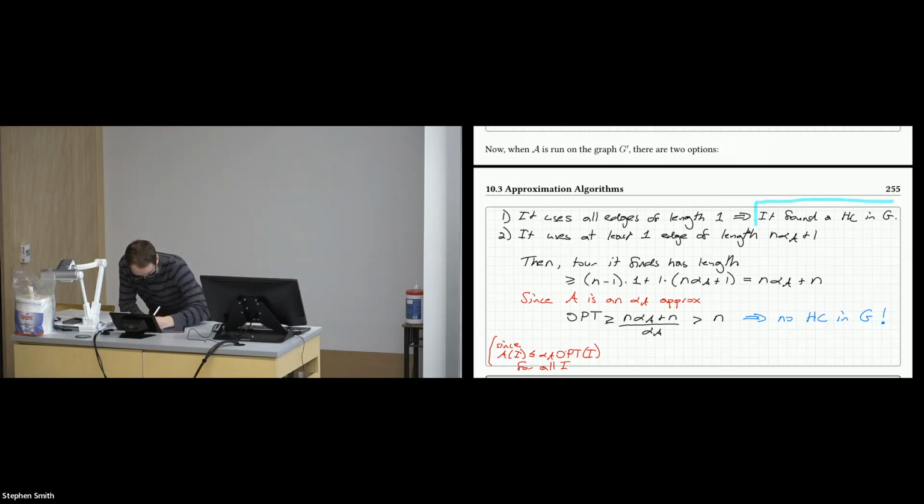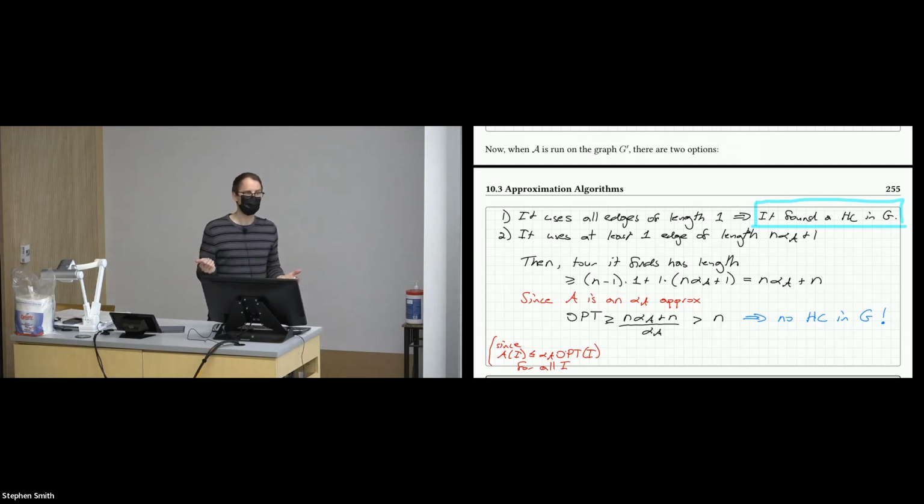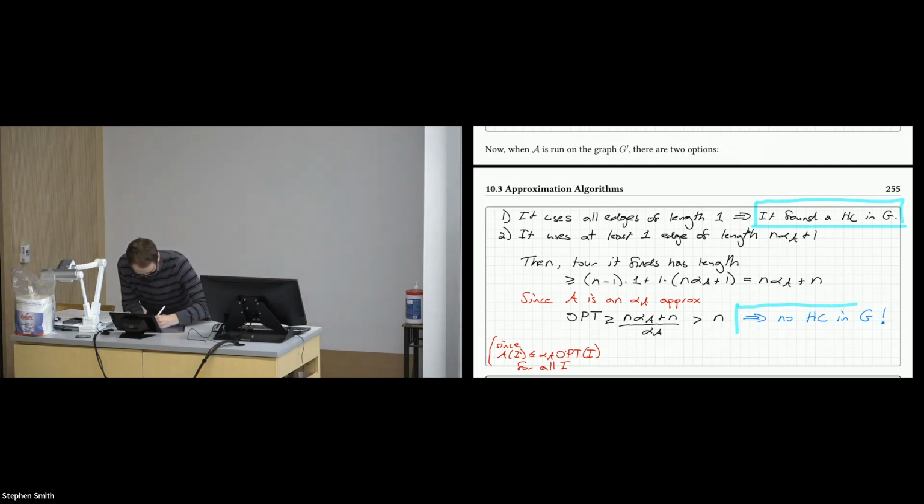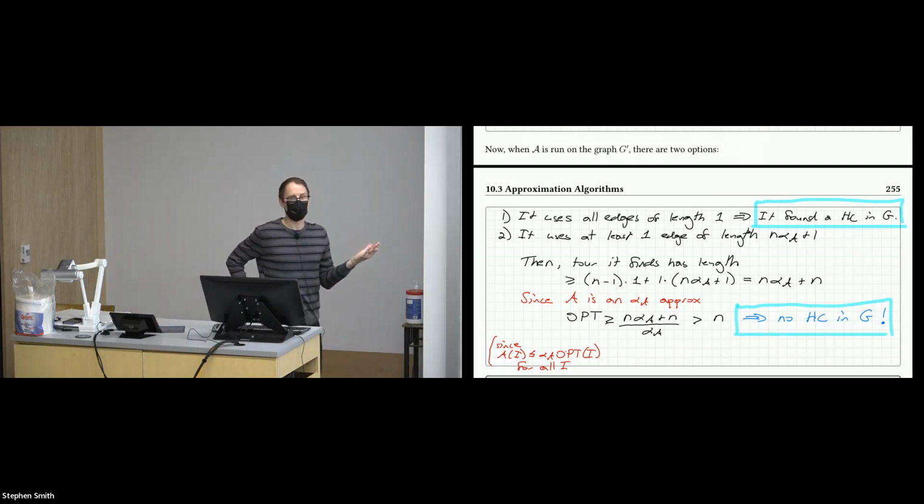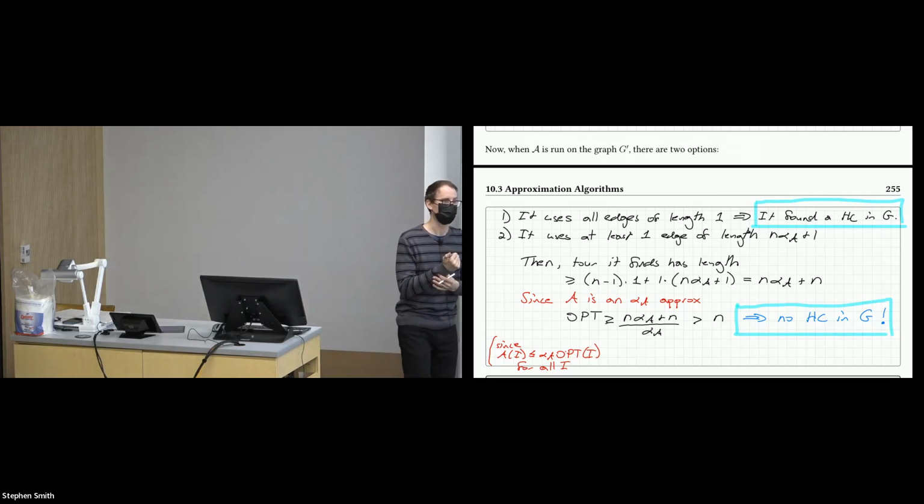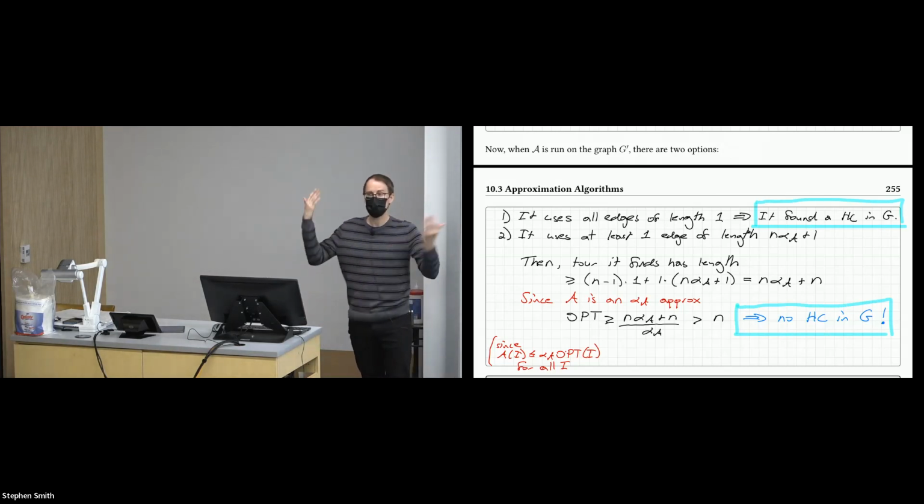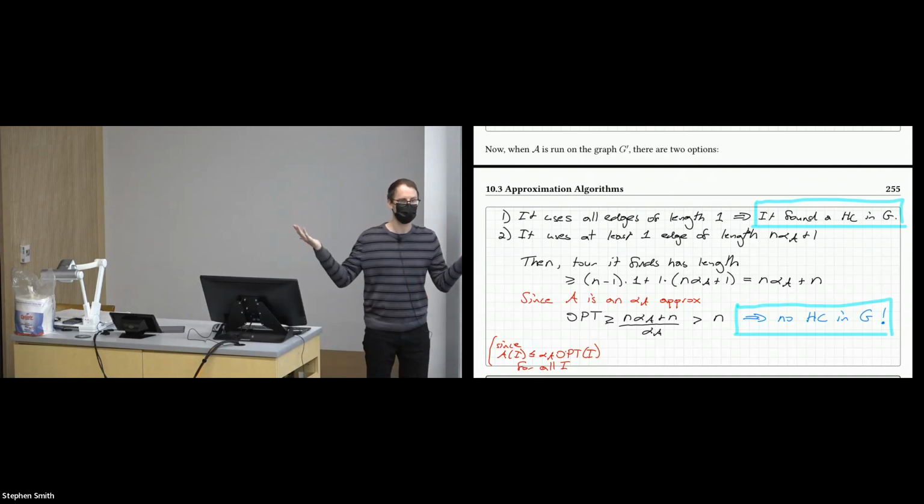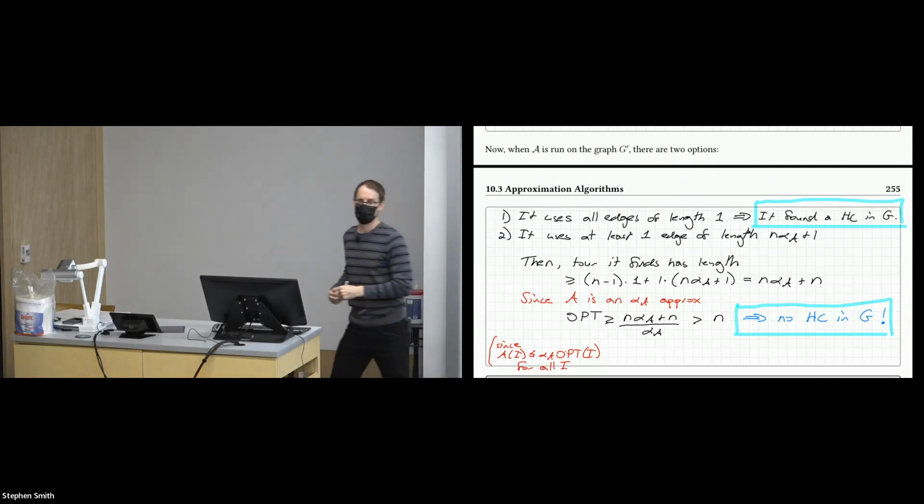So my approximation algorithm either outputs a tour of length n, in which case we found a Hamiltonian cycle, or it outputs a tour that's so long, because it used one of my super long edges, that I know that even the optimal would have to be bigger than n, meaning that there is no Hamiltonian cycle in that graph. So I've just used my supposed approximation algorithm to solve Hamiltonian cycle.